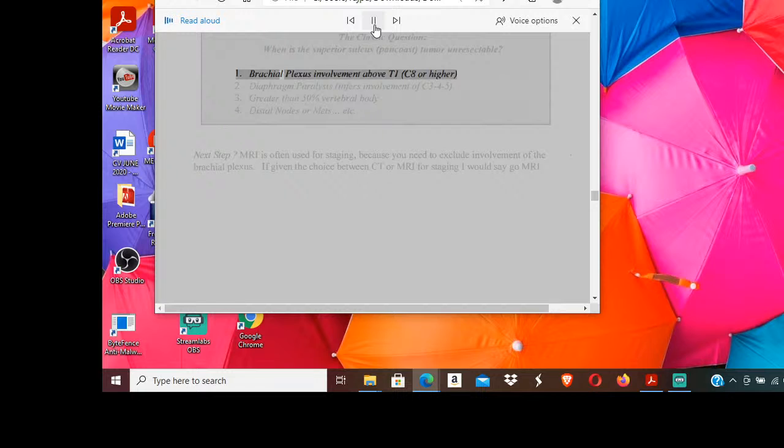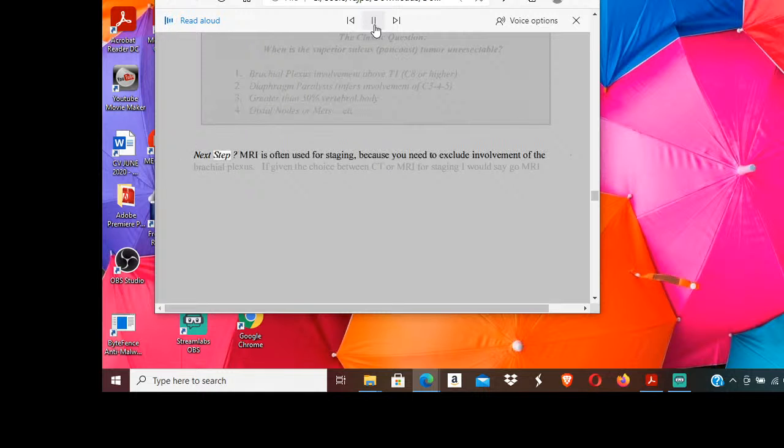1. Brachial plexus involvement above T1, C8 or higher. 2. Diaphragm paralysis, phrenic involvement of C3-5. 3. Greater than 50% vertebral body involvement. 4. Distal nodes or mets, etc.